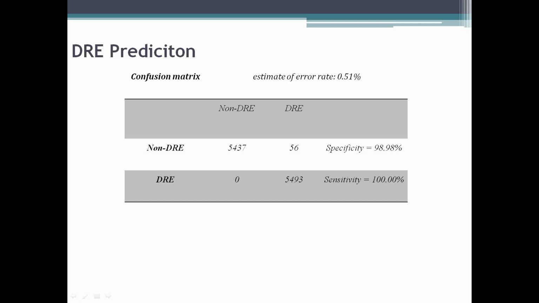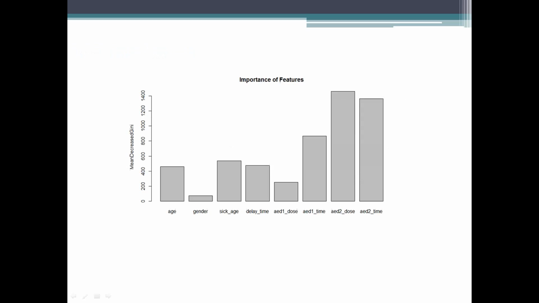I used a random forest model with 500 trees, and the prediction seems quite good. The estimated error rate is 0.5%. Here is a computing function. The specificity is around 99%, and the sensitivity is 100%. So the prediction is almost perfect.